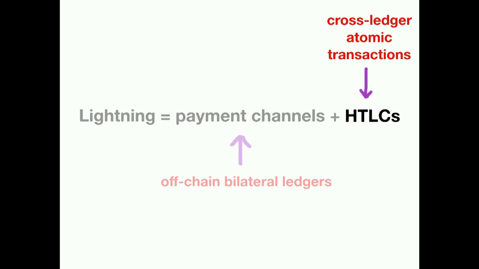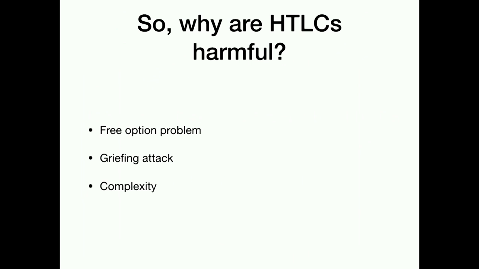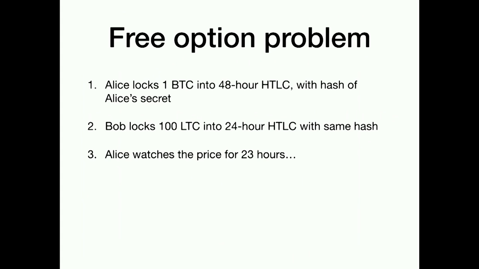So why do I keep saying HTLCs are a problem? There's a lot of reasons, and I could get into a lot of detail about some of the more particular ones, but I think there's three big categories of problem with HTLCs. The first one is the free option problem. This one's gone mainstream pretty recently, which I'm excited about. People have been realizing it more.